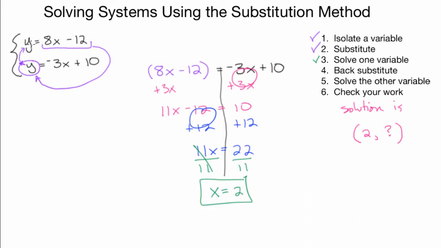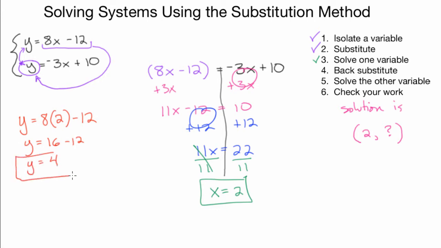And I have two equations that tell me how x and y relate. So when I'm saying back substitute, I'm going to put 2 in place for the x in either equation and solve for what y is. So let's just pick the first equation. Well, y is equal to 8 times x, but x is 2. We already solved that. So 8 times 2 minus 12. 8 times 2 is 16. And 16 minus 12 is 4.